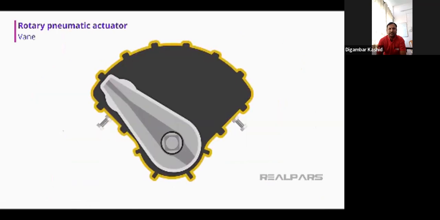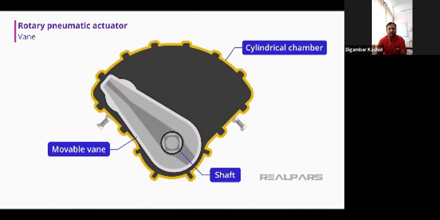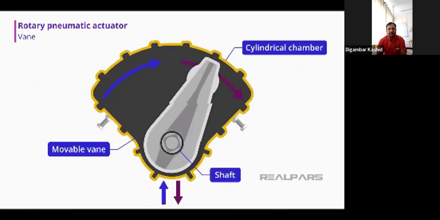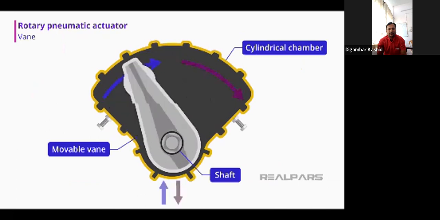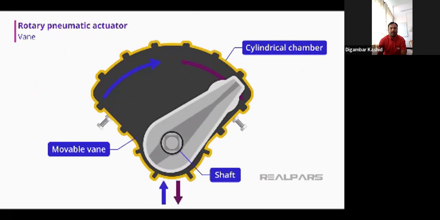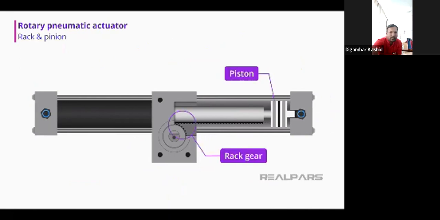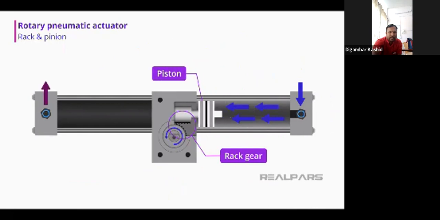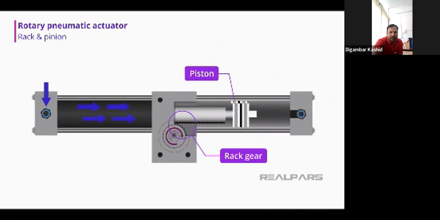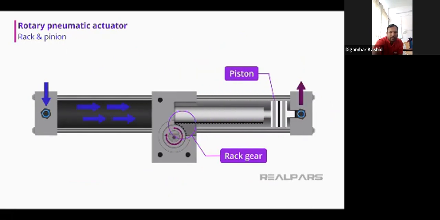In the rotary pneumatic actuator category, the vane style and the rack and pinion style are very common. Vane actuators have a cylindrical chamber in which a movable vane is mounted on a shaft. Pneumatic air under pressure applied on one side of the vane causes it to rotate through its stroke. Rack and pinion actuators use a piston attached to a rack gear. When pneumatic pressure is applied, the piston and rack move linearly, rotating the pinion gear and drive shaft.